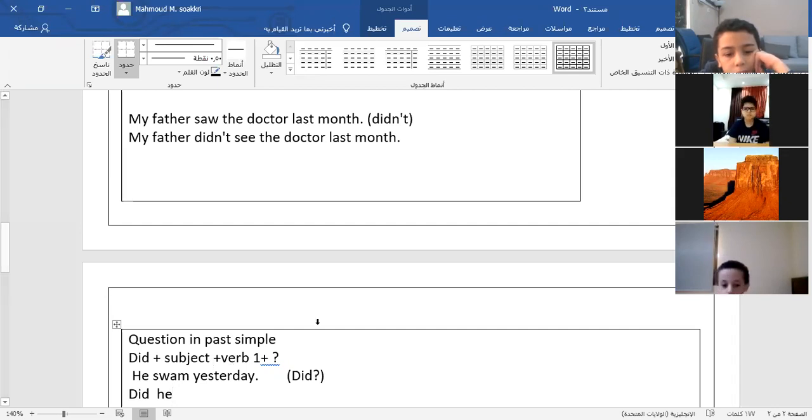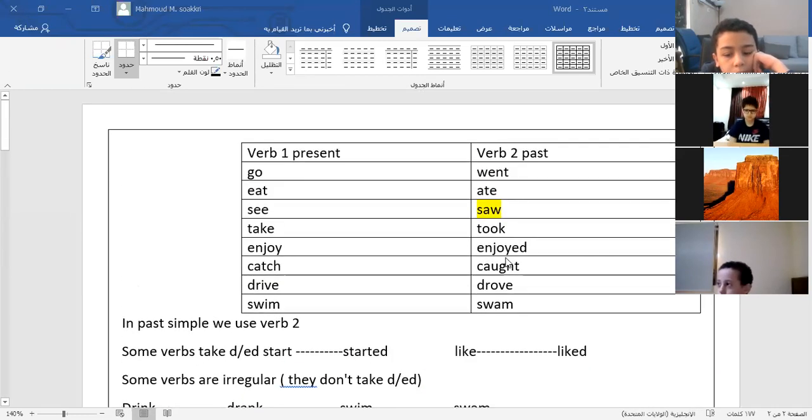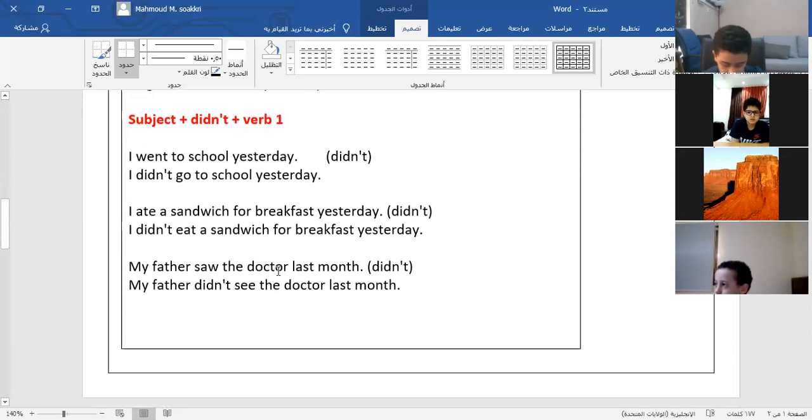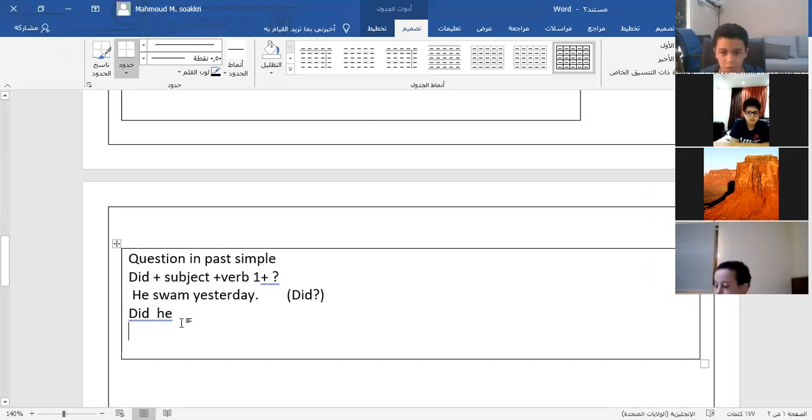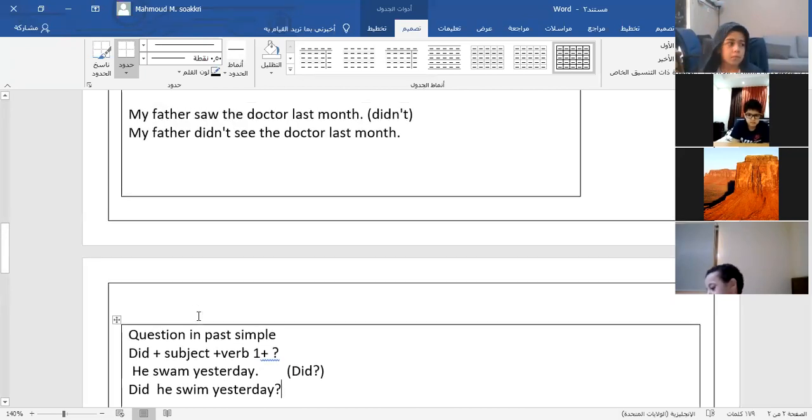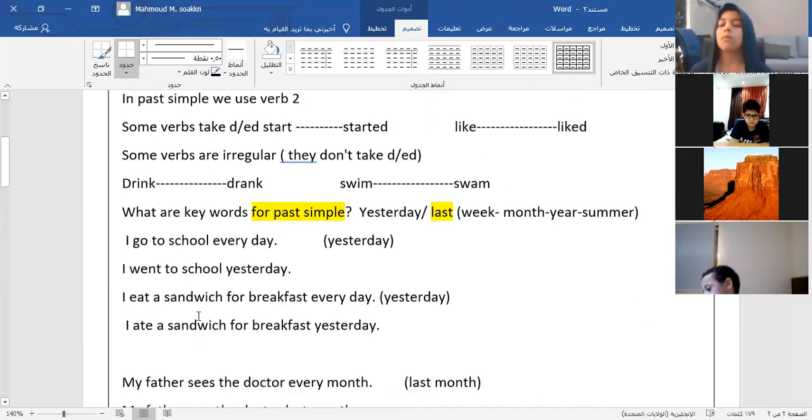And what should I write after the subject he? I should write the verb one. Let's go to the table to see the verb one from swam. Look here at the table, students. Swam is here. It is verb two. And I have to use swim because swim is verb one. So I'm going to write, did he swim yesterday? That's it.